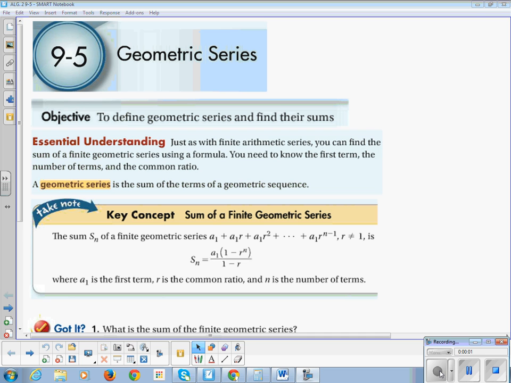This is Chapter 9, Section 5, Geometric Series. Our learning objective is to define geometric series and find their sums. Let me highlight what you need for essential understanding.